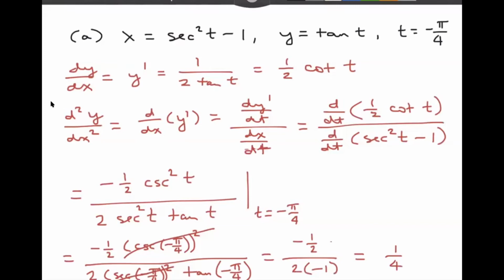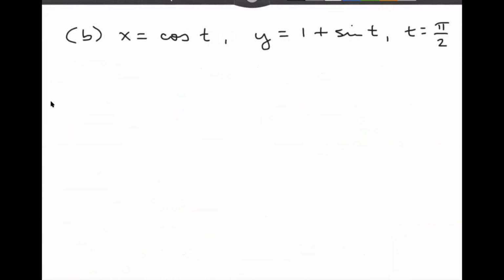All right, so that is what they were looking for. The second derivative at t equals negative pi over 4 is 1/4. All right, next problem. X equals cosine t, y equals 1 plus sine t at t equals pi over 2.